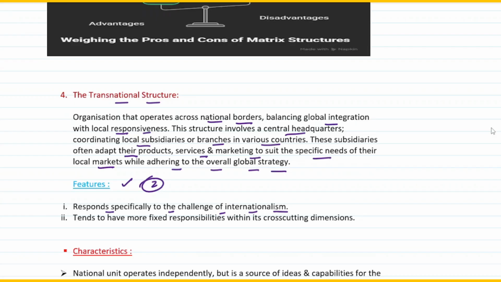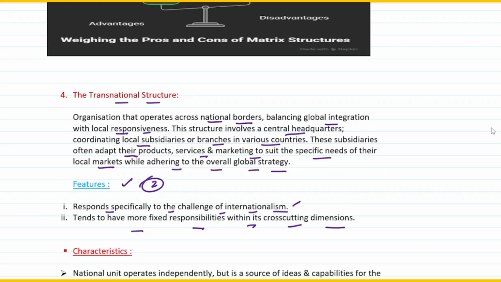So if you have a concept of transnational structure, it has a feature wherein it can respond specifically to the challenge of internationalism. Fine. It tends to have more fixed responsibilities within its cross-cutting dimensions. Cross-cutting simply means joining two or more categories.